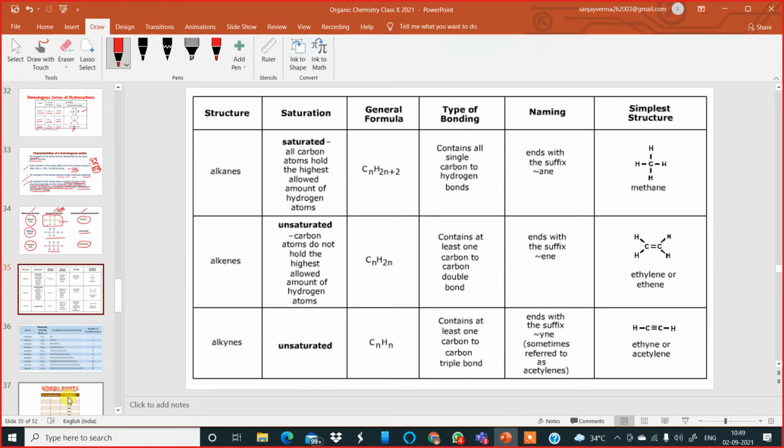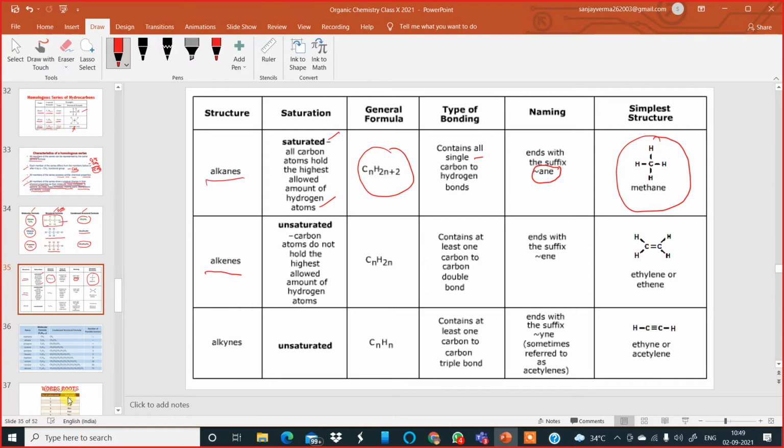Next slide. Alkanes. Look at this slide very carefully. Alkanes are saturated. All carbon atoms hold the highest allowed amount of hydrogen atoms. The general formula is CnH2n+2. They contain all single carbon-to-hydrogen or carbon-to-carbon bonds, and they end with the suffix -ane. The simplest structure of an alkane is methane. The next one is alkenes.